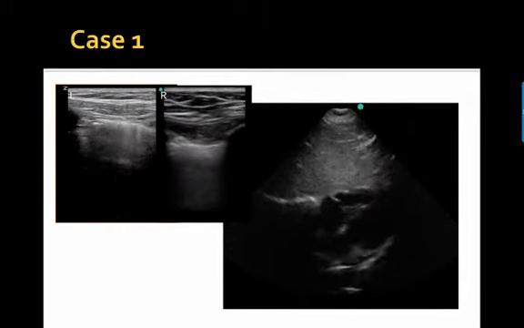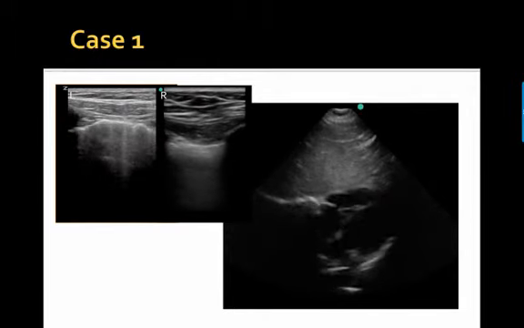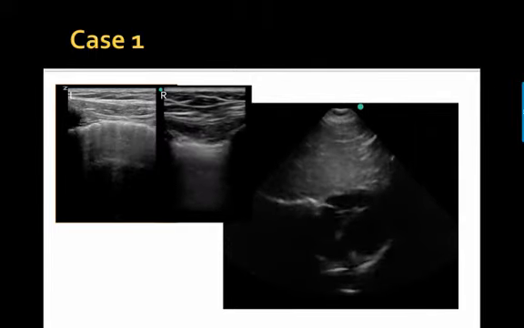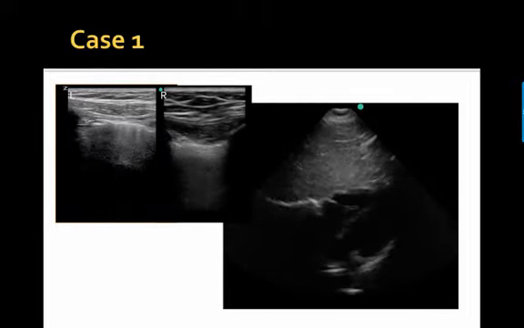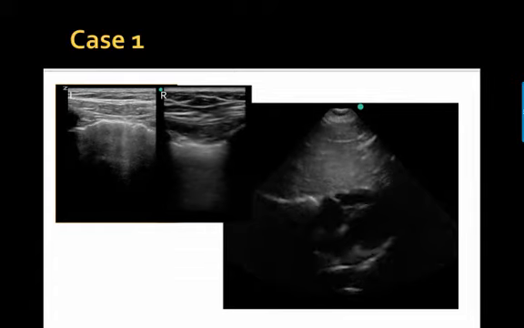As you can see on the left, you have your right and left lung. And on the right, you can see your subxiphoid image of the heart. Now, both lung images are normal, and you can see positive slide. And then on the right, you can see good cardiac activity and no evidence of hemopericardium.